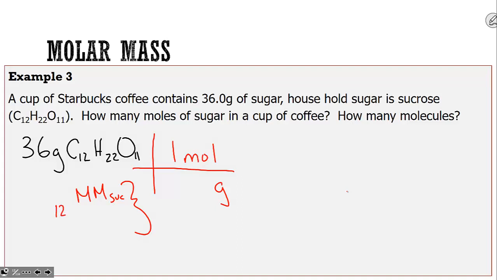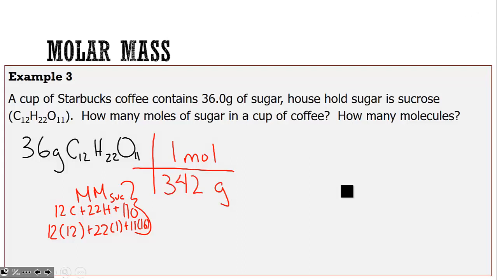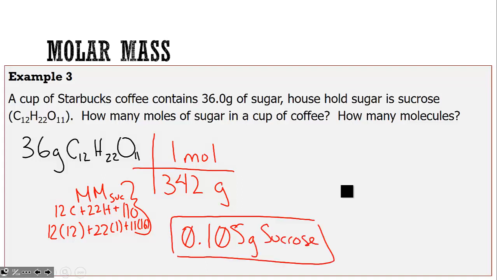So sucrose is 12 carbons and 22 hydrogens and 11 oxygens. So that would be 12 times 12 plus 22 times 1 plus 11 times 16 for a grand total of 342 grams for every 1 mole. So 36 divided by 342, there are 0.105 moles of sucrose in a cup of Starbucks coffee.